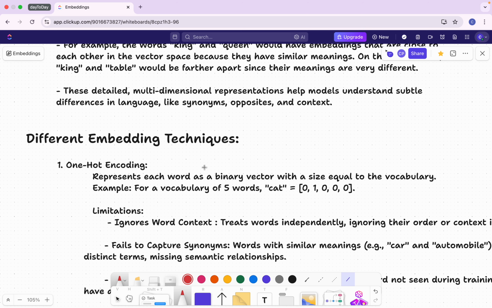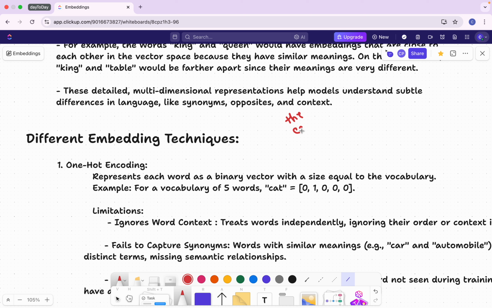So the first and simplest way is one hot encoding. In one hot encoding, what we do is represent each word as a binary vector, basically 0 and 1, based on the vocabulary. How? Let's suppose I have a vocabulary of 5 words. If you have seen the previous video on tokenization, you can recall what vocabulary and vocabulary size are. So let's suppose in my vocabulary I have only 5 words.